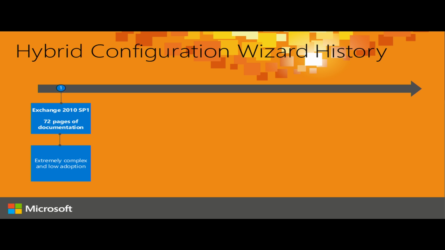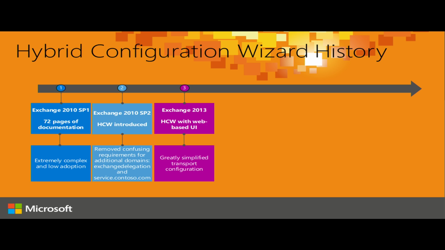So it's really hard. It's error-prone. It's difficult. There's no validation and all. So that's the beginning of it. And then with Service Pack 2, we introduced the hybrid configuration wizard to make life easier for consultants like me and for customers as well. So we've simplified the namespace requirements.